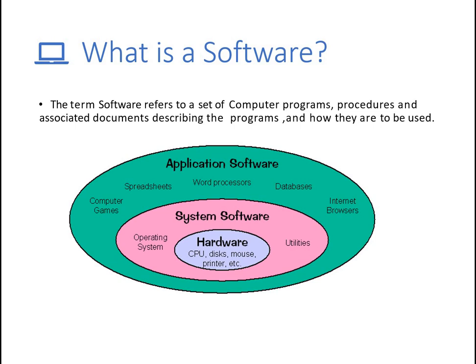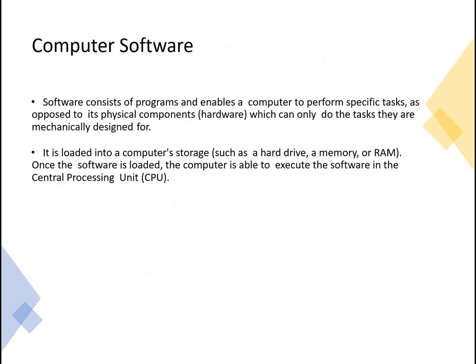So this is a pictorial representation of different types of softwares. The main softwares which are available in all computer systems are application software and system software. We will talk about these softwares in detail in the coming slides. As I told you, you should know what a computer software is. A software consists of programs and enables a computer to perform a specific task. So that is what we were talking about.